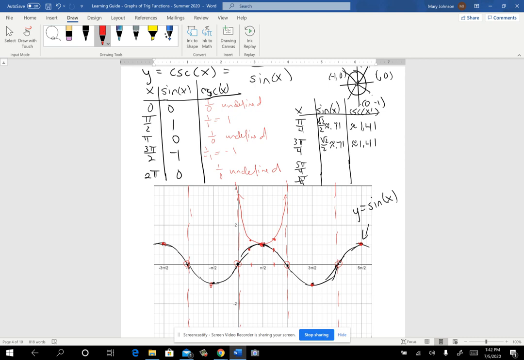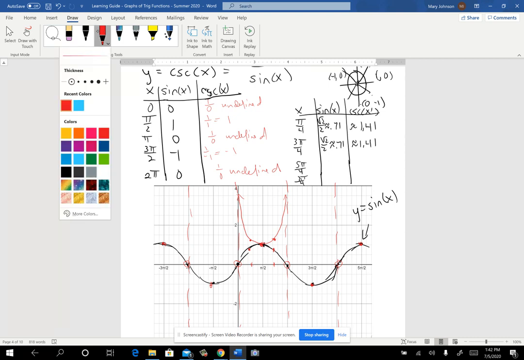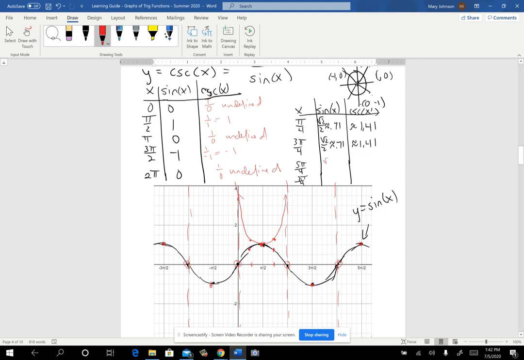And see, what's going to happen here is 5 pi over 4 is also related to square root of 2 over 2, because pi over 4 is the reference angle for that, but it'll have a negative sign value. So it'll be negative 0.71. So this will be negative 1.41. So the same idea, but just negative 1.41. So about like right there. And then 7 pi over 4, same deal.